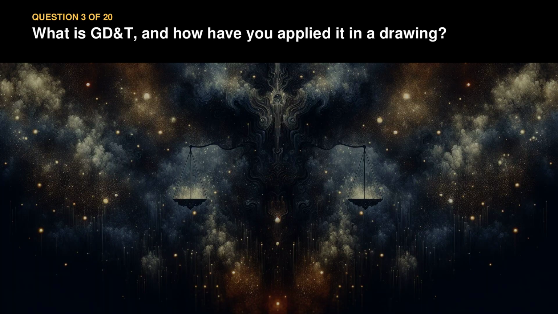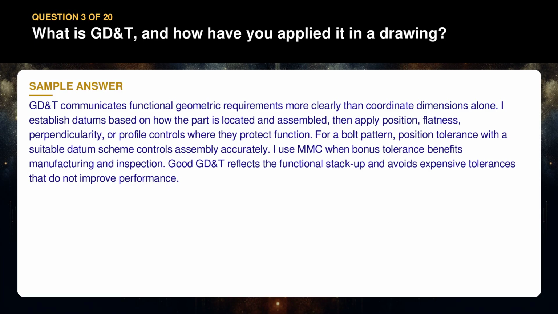Question 3. What is GD&T, and how have you applied it in a drawing? GD&T communicates functional geometric requirements more clearly than coordinate dimensions alone. I establish datums based on how the part is located and assembled, then apply position, flatness, perpendicularity, or profile controls where they protect function. For a bolt pattern, position tolerance with a suitable datum scheme controls assembly accurately.